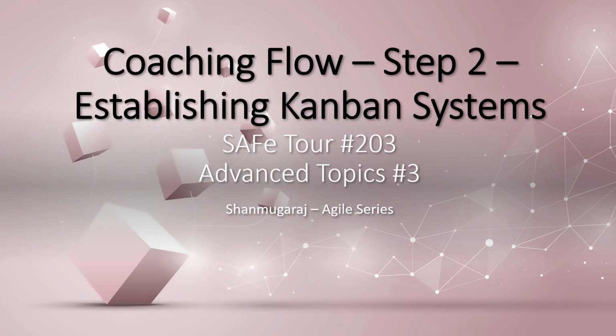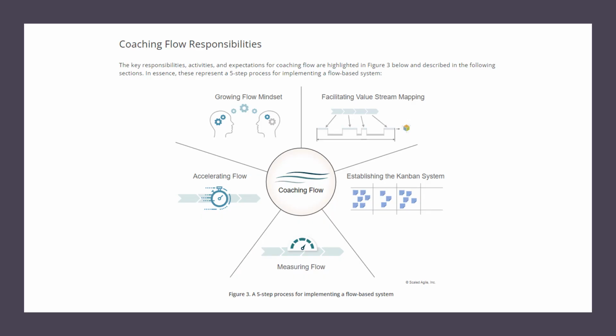Currently, we're discussing advanced topics in SAFe 6.0. We are continuing the coaching flow series. Today we're going to discuss step 2 of coaching flow, which is establishing Kanban systems. We have already discussed a 5-step process for implementing a flow-based system. We talked about facilitating value stream mapping. The second step is establishing the Kanban system that we are going to discuss today. For the other 3 steps, I'll be putting out separate videos.